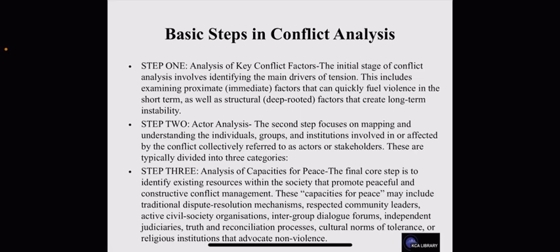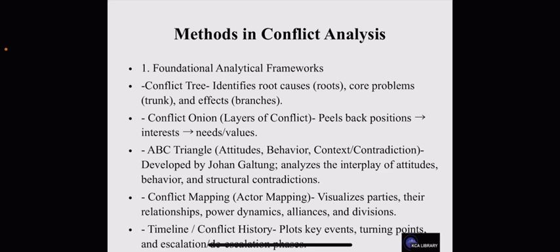Step two is to also understand the actors involved in the conflict. Try to focus on the actors, understand each actor, what team A wants, what team B wants, and understand who is also affected by the conflict. And step three is analysis of capacities for peace. Reach out and make sure to analyze this for peacekeeping and peace management. Reach out to the parties involved through different platforms that are significant.